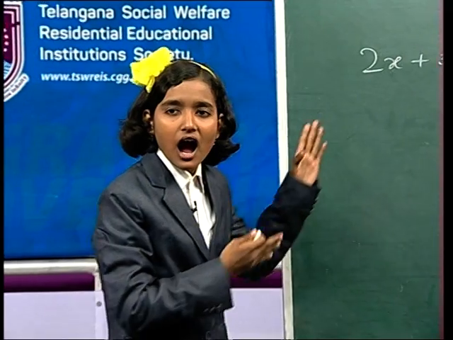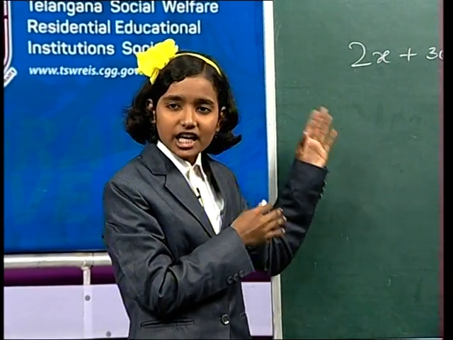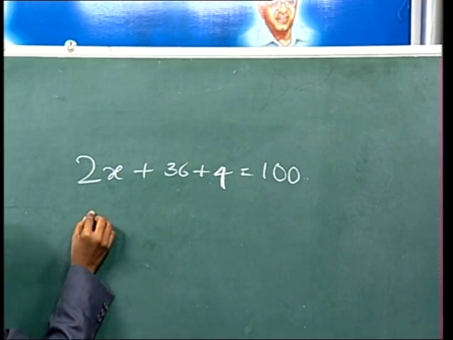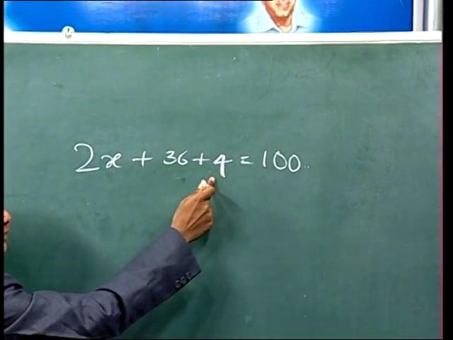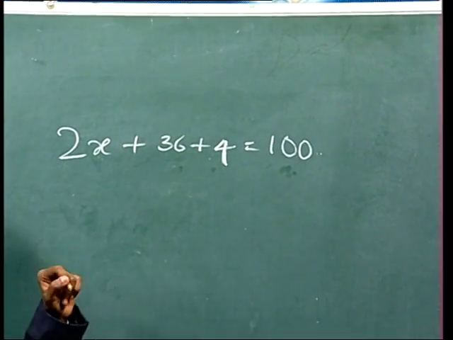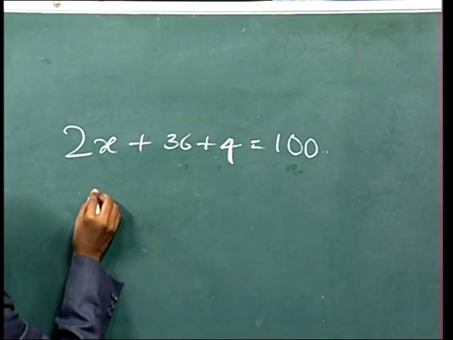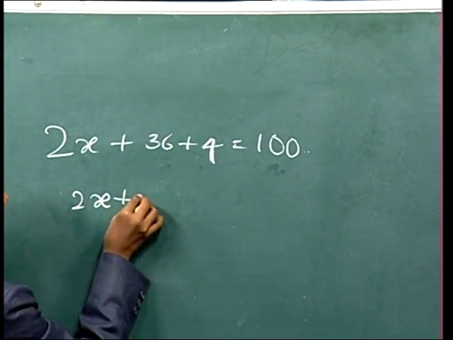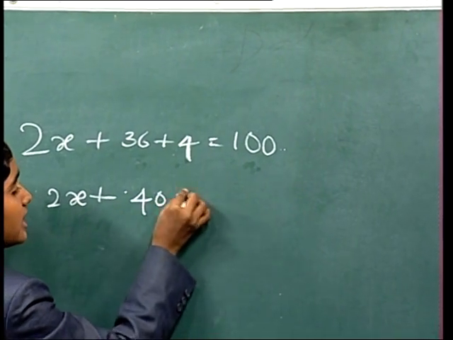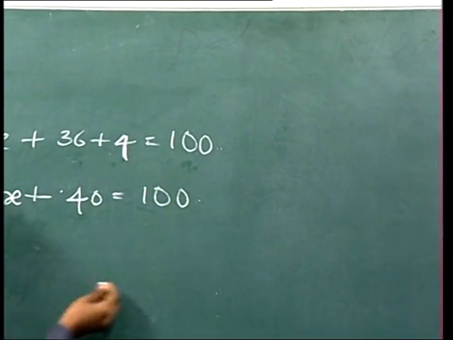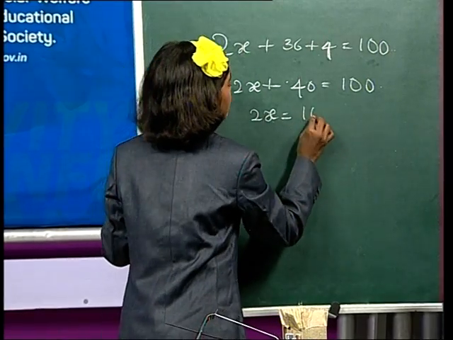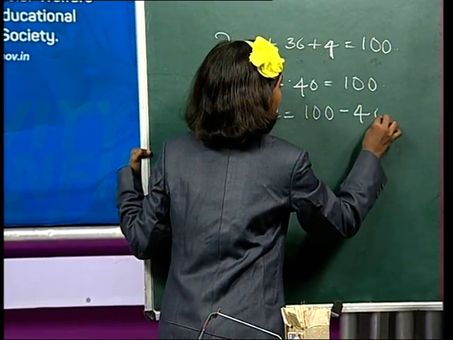Friends, it is the algebraic equation. So, we have to solve this now. Here 2x plus 36 plus 4 is equal to 100. So, it must be equal to 100. Here first of all, 2x plus 36 plus 4 is how much? 40 is equal to 100. So, 2x is equal to 100 minus 40.